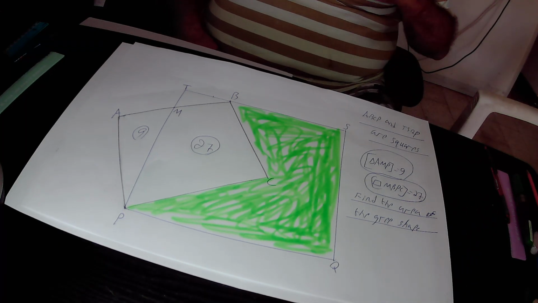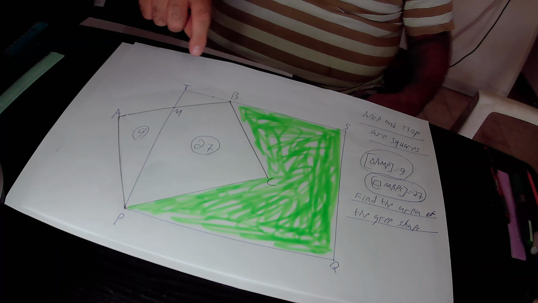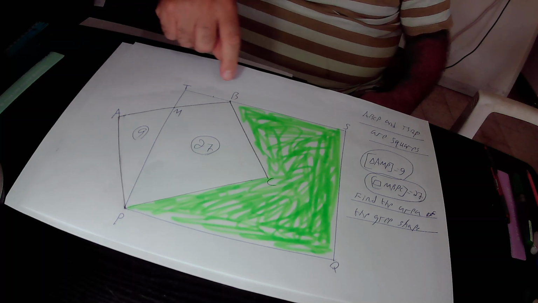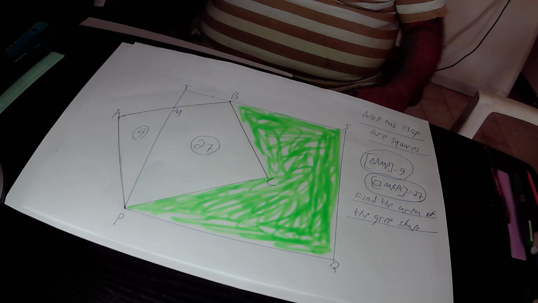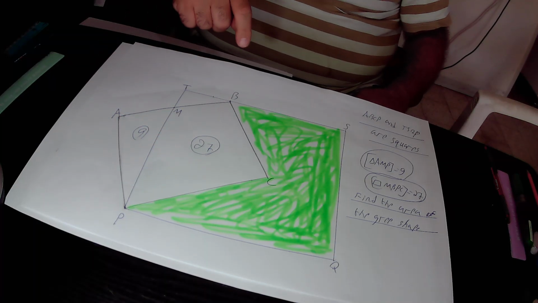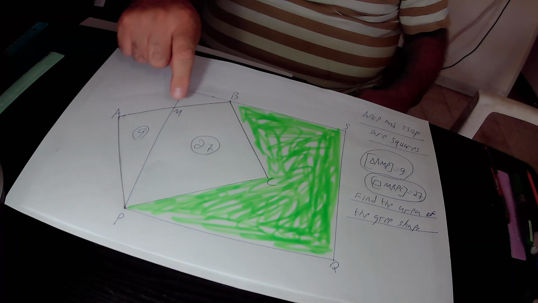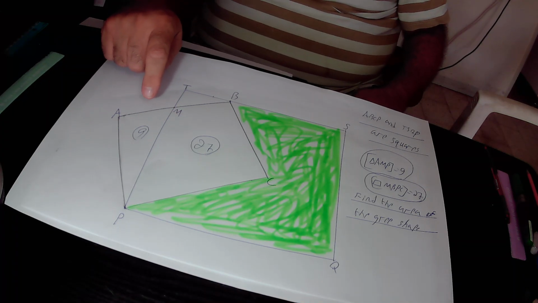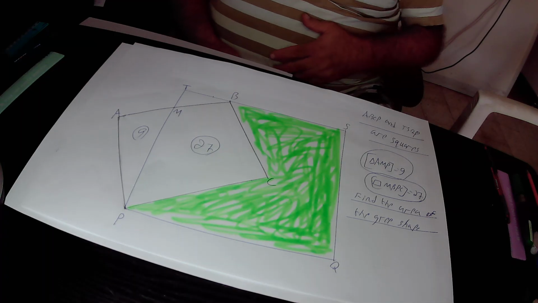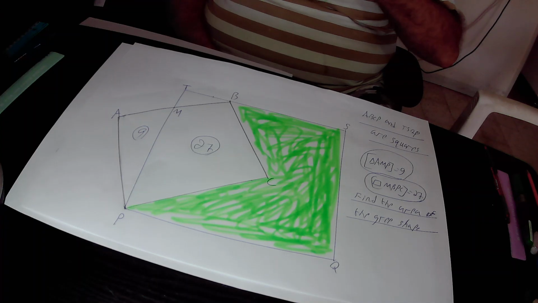In the drawing, we have two squares: the big square TSQP and the small square ABCP. In addition, we have quadrilateral MBCP, which is equal to 27 square inches inside. This is triangle AMP, which is equal to 9 square inches inside. Again, our task is to find the area of this green shape.